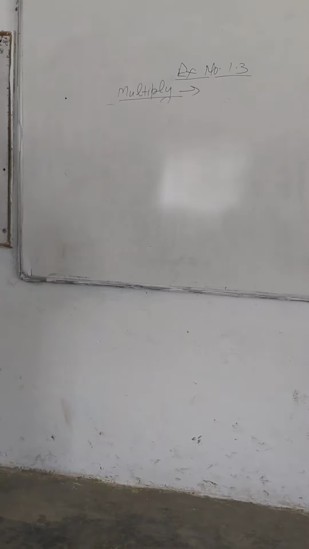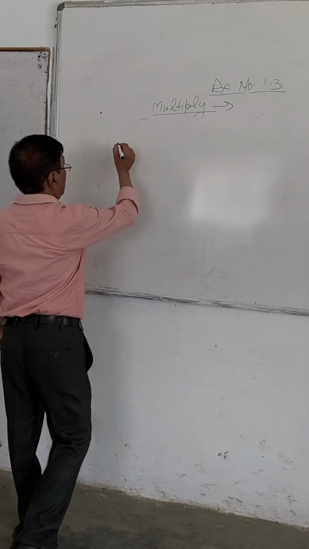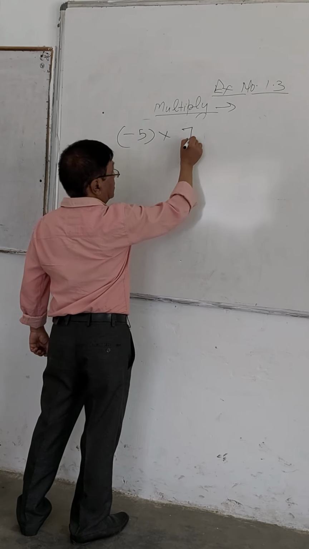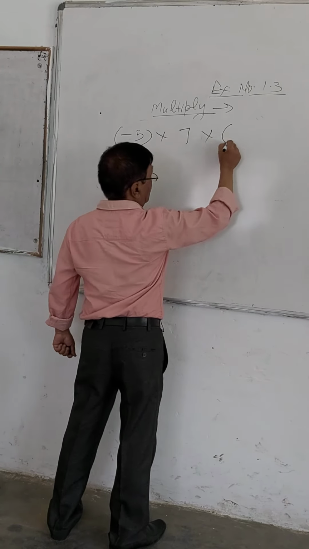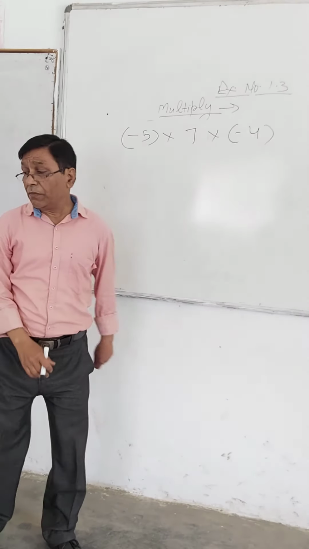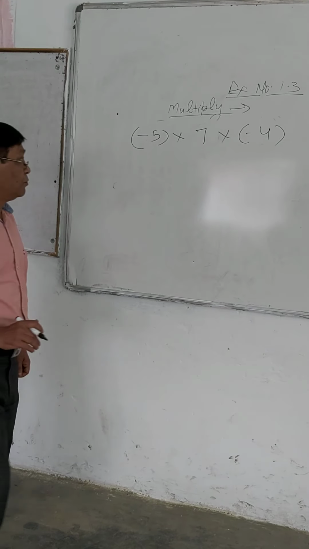Second question, minus 5 into 7 into minus 4. Suppose this question you have to solve. So take one by one. Minus 5 into 7 into minus 4.